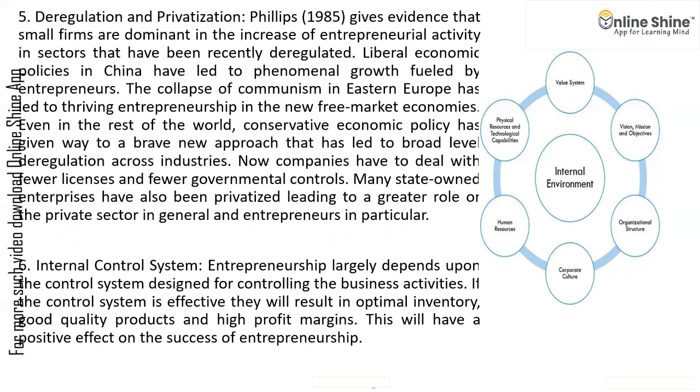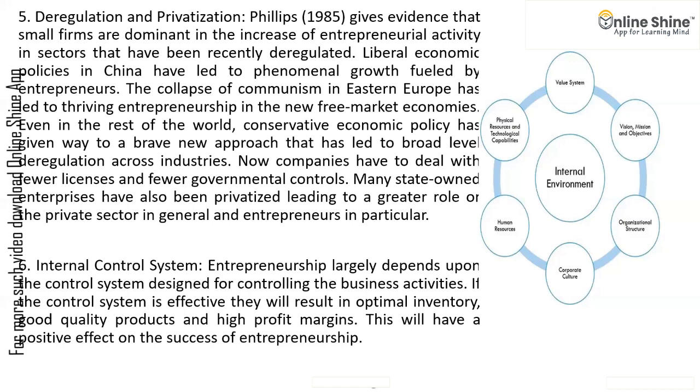Internal control system. Entrepreneurship largely depends upon the control system designed for controlling the business activities. If the control system is effective, it will result in optimal inventory, good quality products, and high profit margins. This will have a positive effect on the success of entrepreneurship. Now, if we see the diagram towards the right, we will be doing more about internal sources. But here we are talking about internal environment. Let's see the various points.